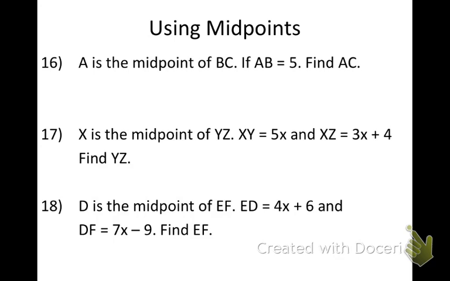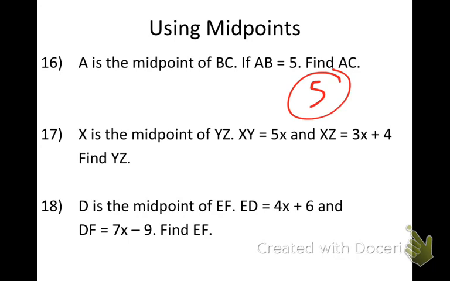So 16. A is the midpoint of BC. What does it mean to be a midpoint again? Becca, midpoint cuts it in half. So if 1/2 of it's 5, what's the other half of it, Becca? 5 as well.